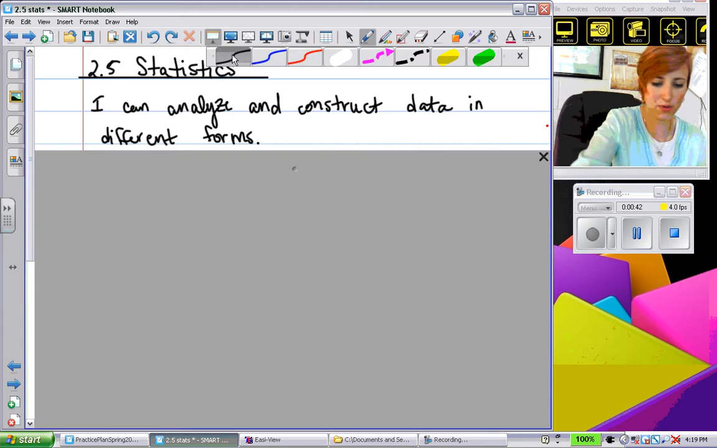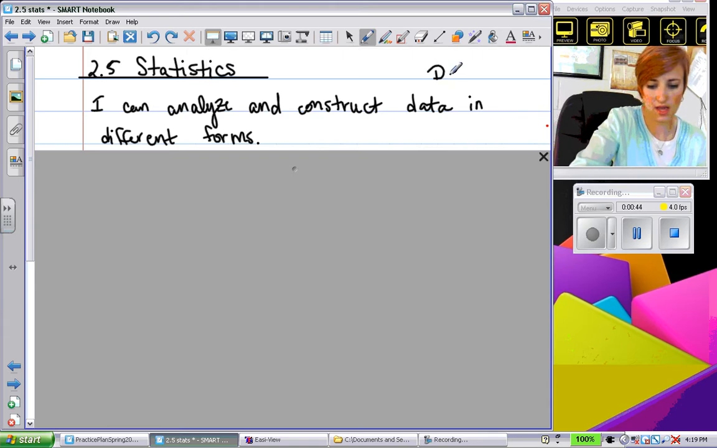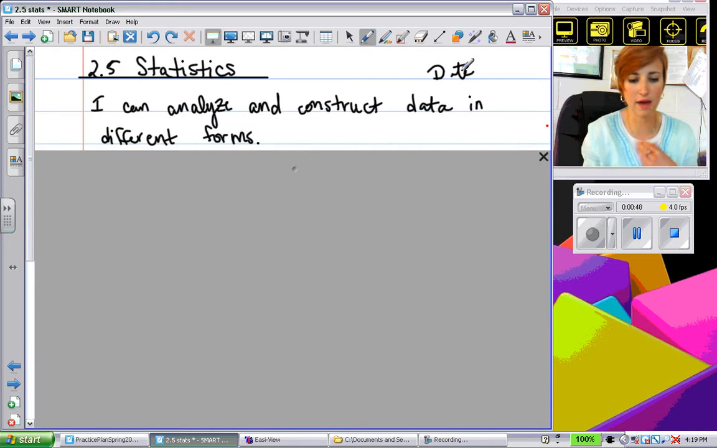So go ahead and put 2.5 statistics and today's date. Alright, and our I can statement, what we hope to be able to do by the end of the lesson, is I can analyze and construct data in different forms. Now we'll go ahead and start looking at some of our vocab.